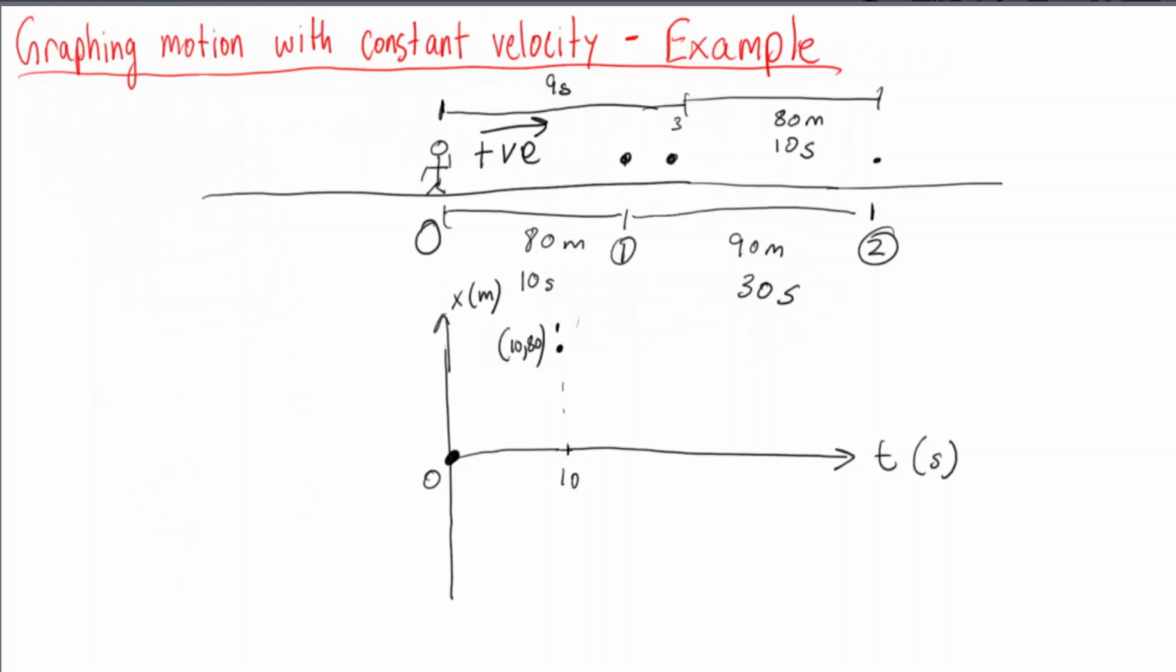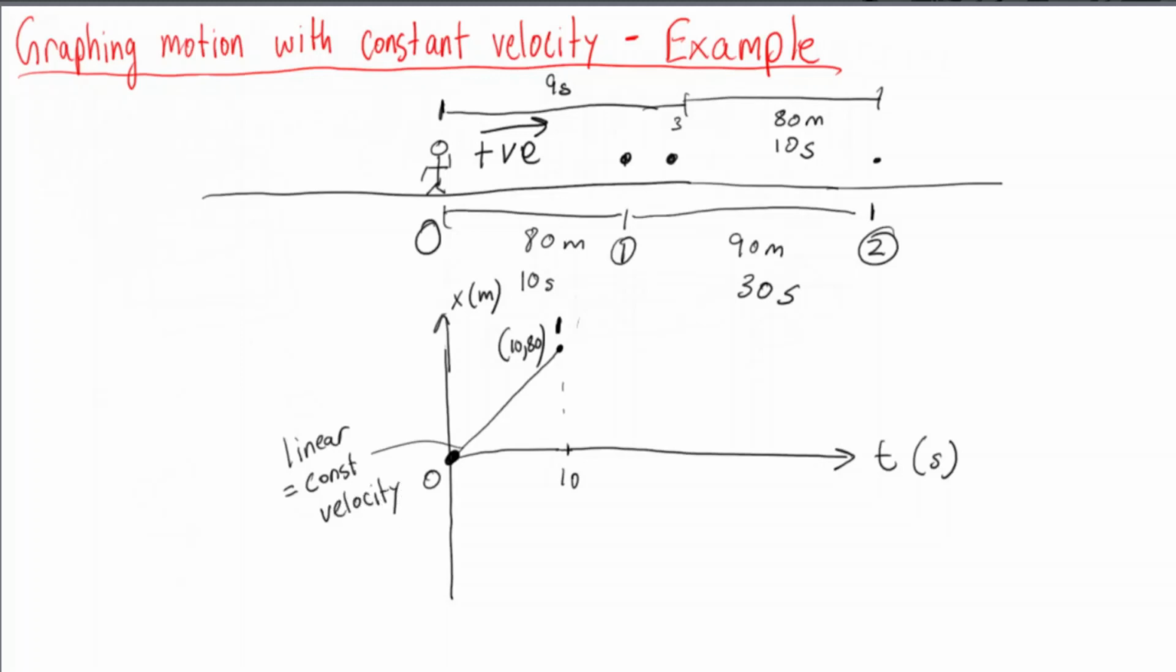From our previous lesson, we remember that any movement in the positive direction with a constant velocity is represented by a linear line on the displacement time graph. So we'll connect the origin point and this point, which is point 1, with a linear line. That's because a linear line means constant velocity.